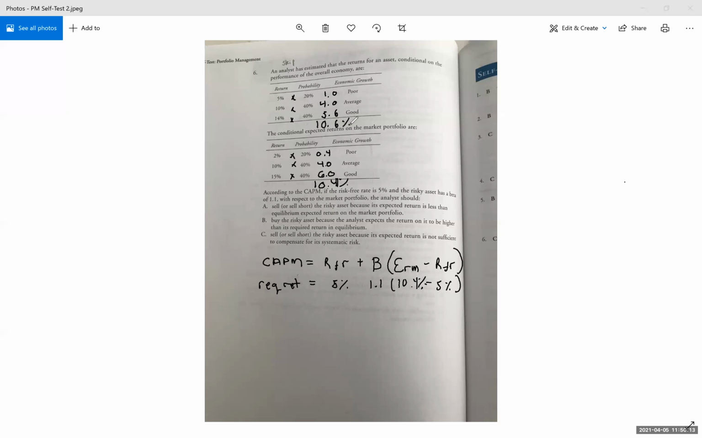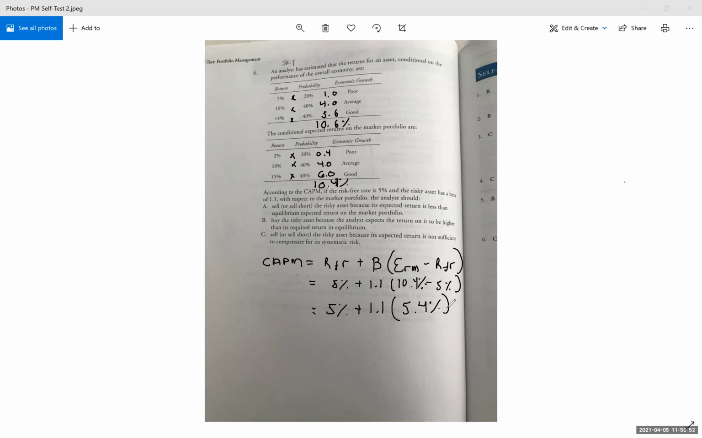So this is our expected return on the risky asset. Is that enough? Let's find out. According to the CAPM, we're going to get the required return. So let me get rid of this. We're going to put in an actual number where the required return goes. So here we've got, we'll simplify this a little bit, 5% plus 1.1 multiplied by 10.4 minus 5. That's going to give us 5.4%.